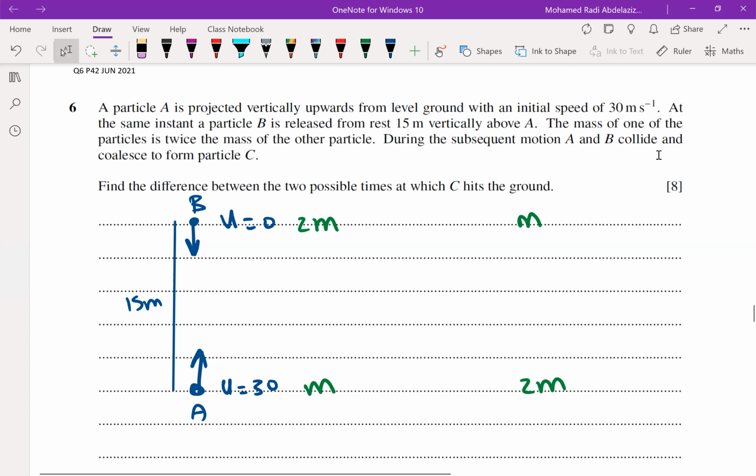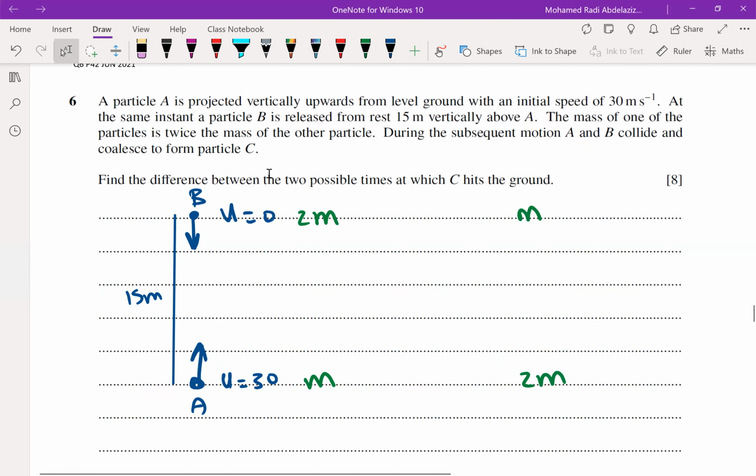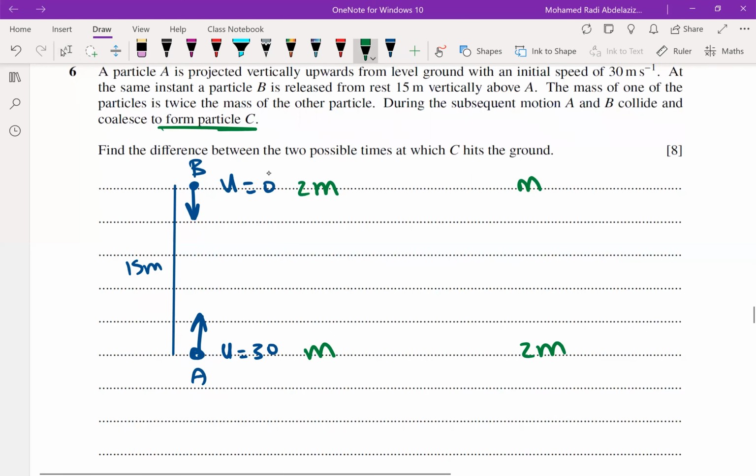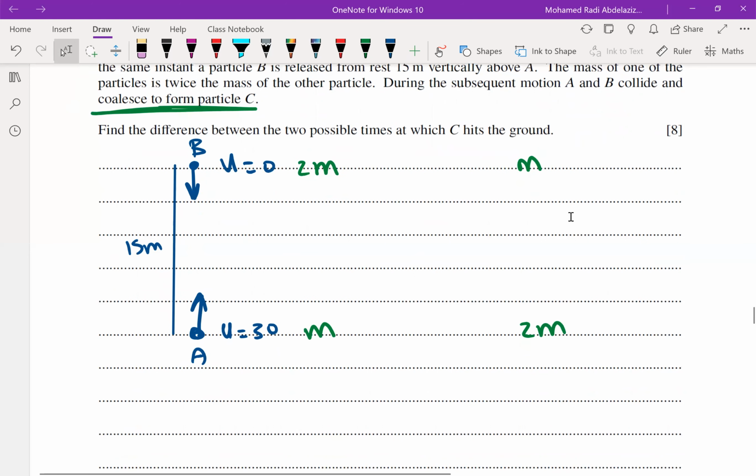During the subsequent motion, A and B collide and form a particle C. It means they form only one particle combined together. Find the difference between the two possible times at which C hits the ground.